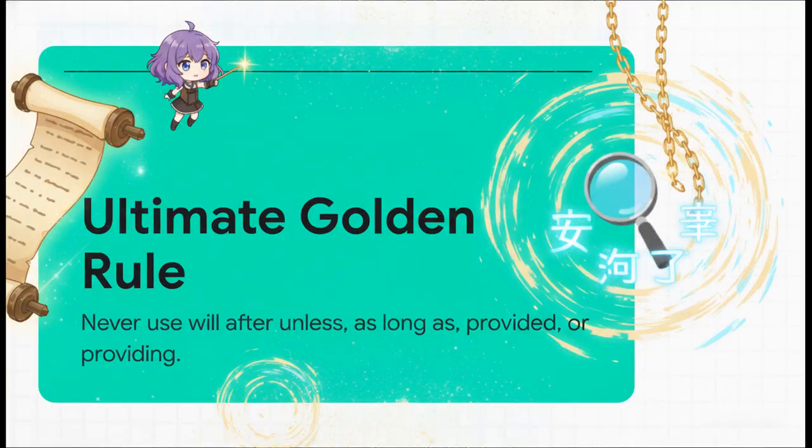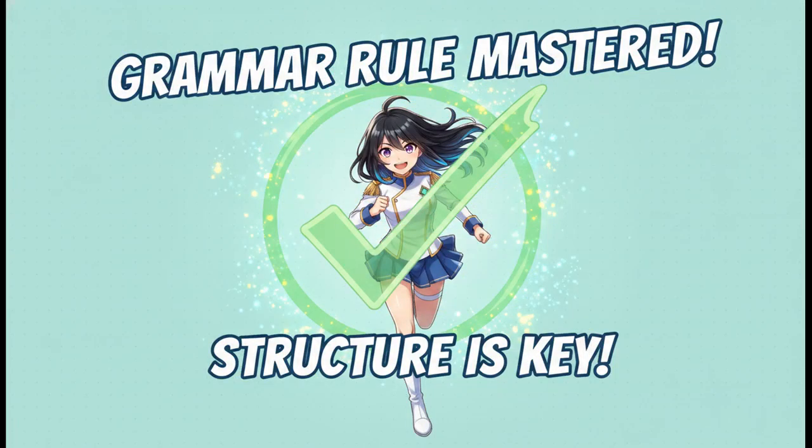And here we are at the ultimate golden rule for conditional linkers. Memorize this one and lock it in. Never, ever use will after unless, as long as, provided, or providing. Even when you are talking about a future condition, you must use a present tense verb after these specific words. Let's do a quick interactive check, just to ensure you avoid this notorious trap.